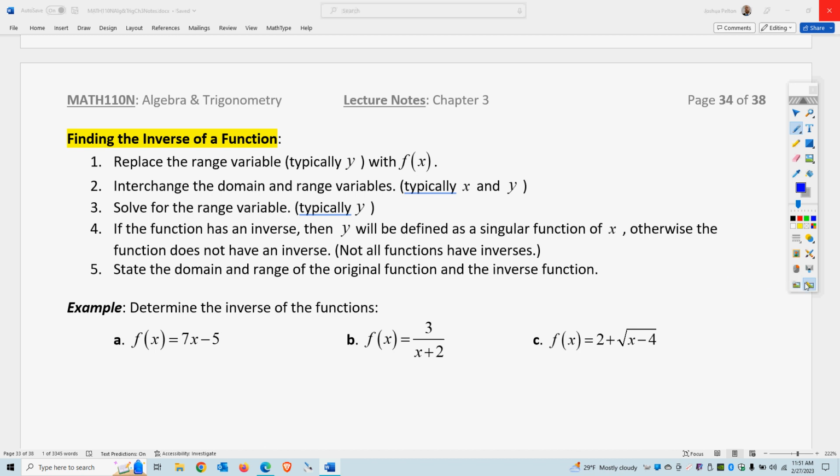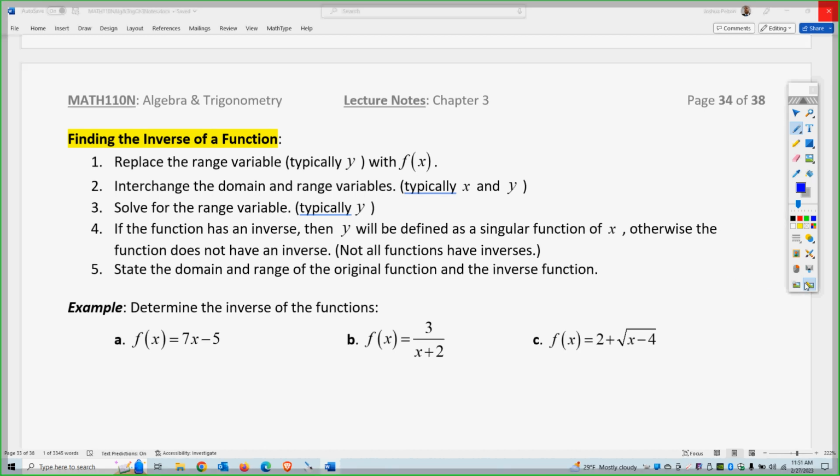Okay, so if you want to find the inverse function, whatever function that you have, just replace the f of x with y. If it's written in function notation, write it in equation notation. That's step 1, right? It doesn't have to be y, but x and y are typically used. Interchange the variables, so just basically switch the x and the y, and then solve for y. If the function has an inverse, then y will be defined as a singular function, right?